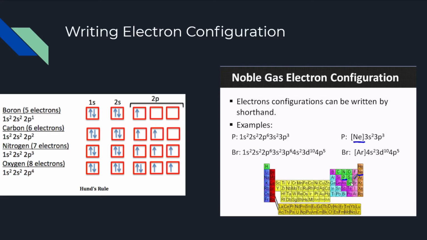And instead of writing out all of that, you can start from the nearest noble gas, which is going to be above it. So argon, and you put it in brackets. And then you can start from the energy level after that one. So it's going to be 4s2, 3d10, 4p5. So you're writing a lot less, but you can do it from that noble gas.